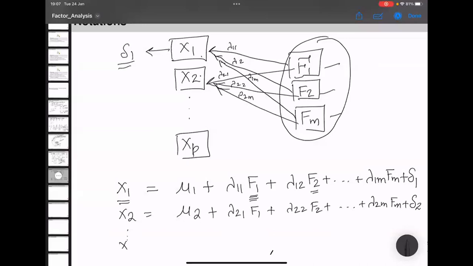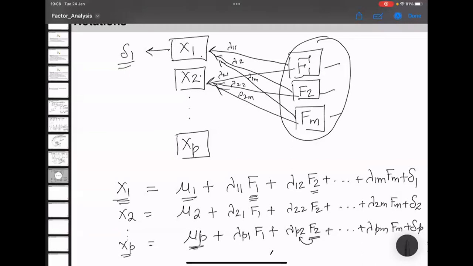And again, if I write it down for the last one, it can be mean vector mu p, plus lambda p1 F1, meaning how much F1 is contributing. Mu is the mean vector, the mean of the pth observation, meaning mean of mathematics marks, mean of physics marks. These are the means for the first variable. This is the mean of the pth variable, like this. And then lambda p2 F2, the contribution of the second factor on the pth, like this. Lambda pm Fm plus delta p. So this is how the relationship between observable and unobservable quantities is established.